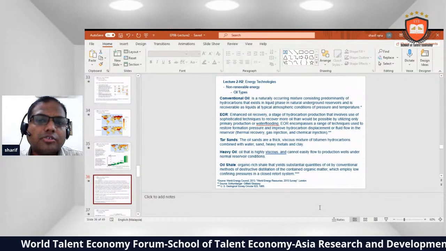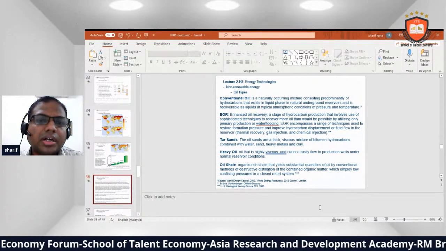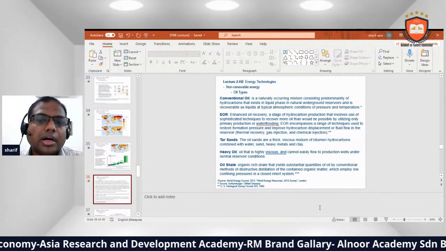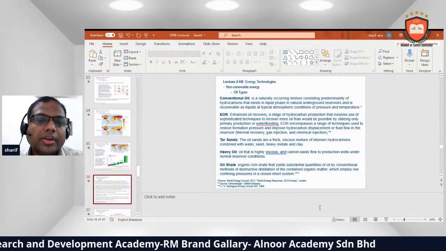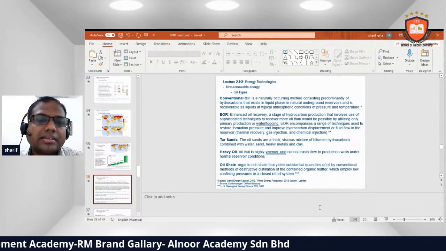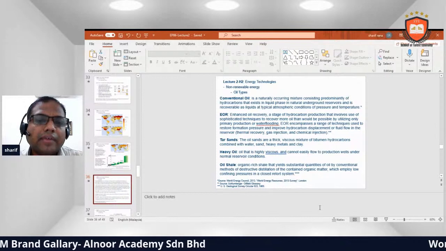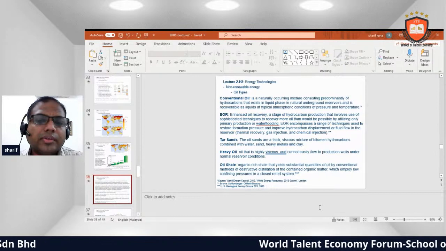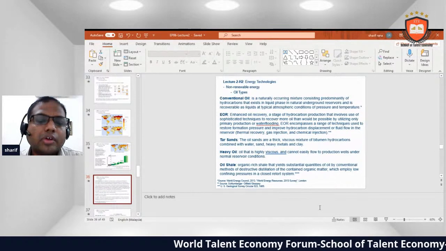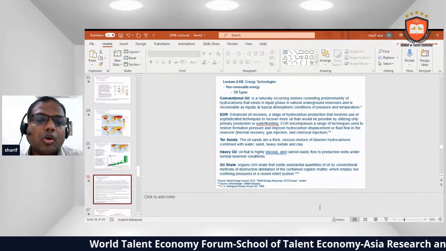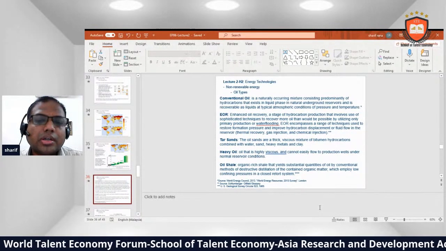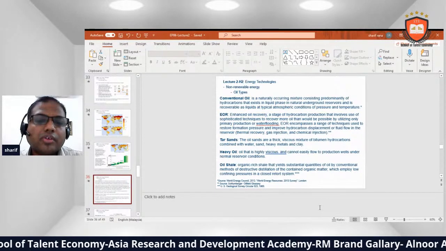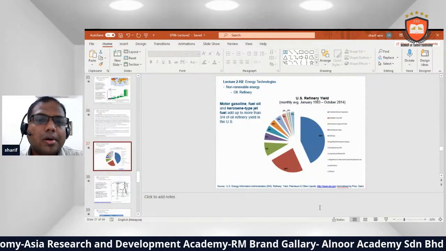Conventional oil is a naturally occurring mixture consisting predominantly of hydrocarbons that exist in the liquid phase in natural underground reservoirs. Enhanced oil recovery. Tar sands: oil sands are a thick, heavy oil. The oil is highly viscous and cannot easily flow to a production well under normal reservoir conditions. Oil shale: organic-rich shales that yield substantial quantities of oil by conventional methods of destructive distillation.